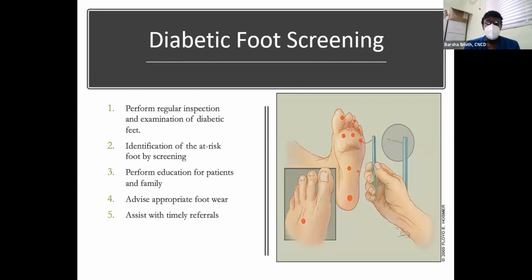And what we do is we perform regular inspection and examination of the diabetic foot, identifying those at risk, and then we educate the patient and the family and advise them about proper footwear. So nurses are there at the clinic. They perform these assessments on certain days. So once you're assigned to the clinic, you can always ask about the diabetic foot nurse who is at the clinic, so that you can see how she does the foot screening. And all these areas on the chart are assessed.